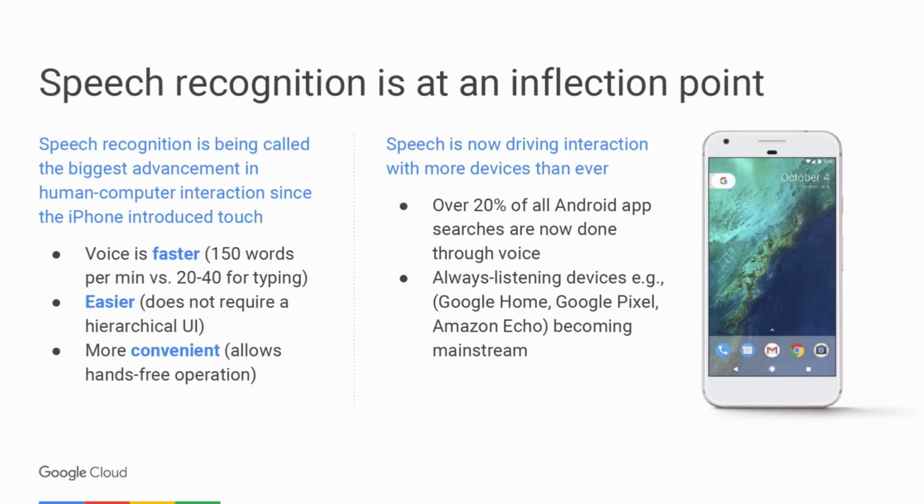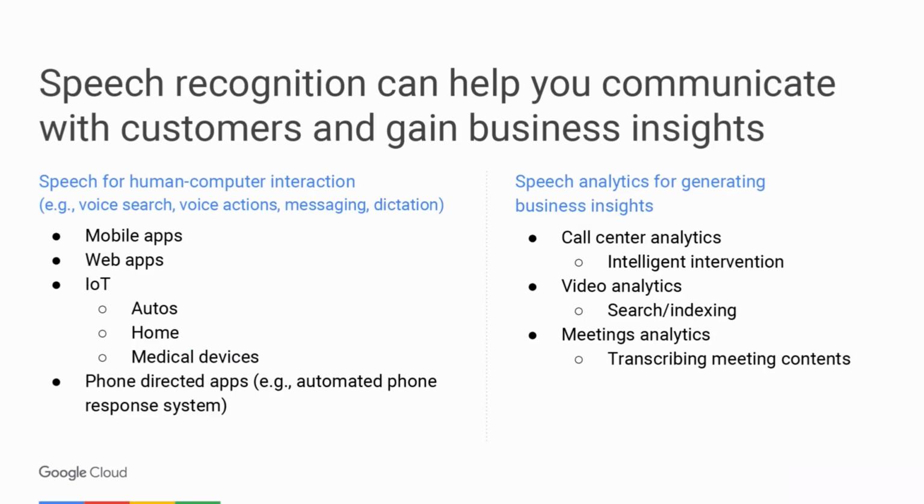So, there's two main sets of use cases. One which is around human-computer interaction, so things like mobile apps, web apps, IoT, phone-directed apps. All of these things speech can now be used for, because it's good, and it works really well with Dialogflow that you saw earlier, because you can now create voice-powered apps that work across all of these devices. You saw earlier in the demo how that could work.